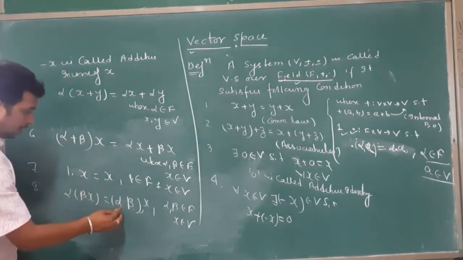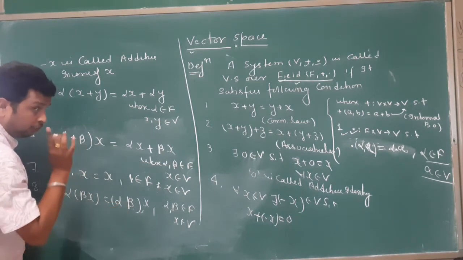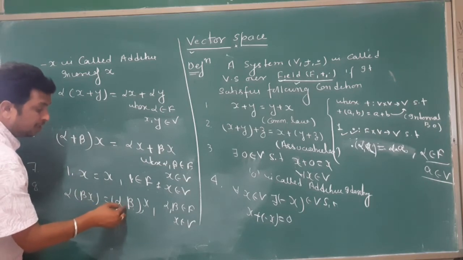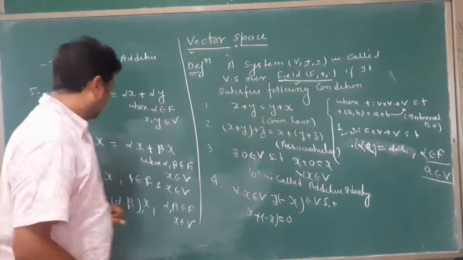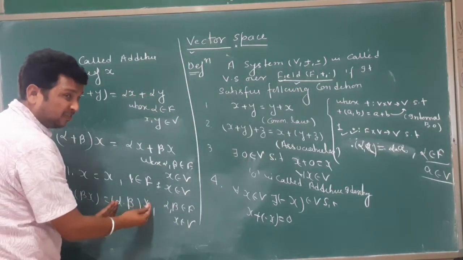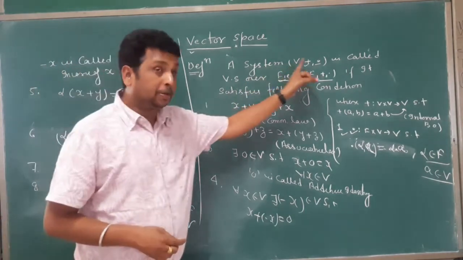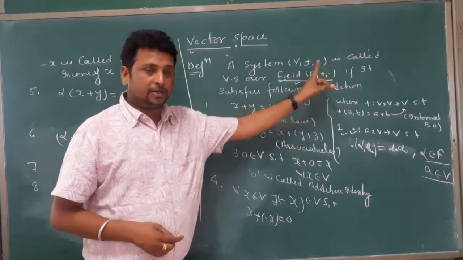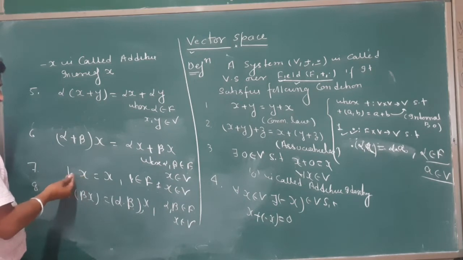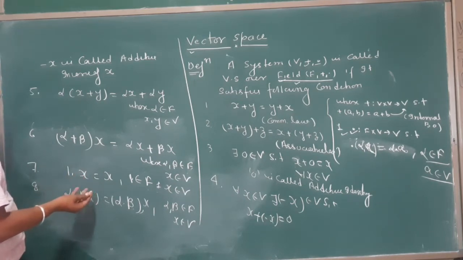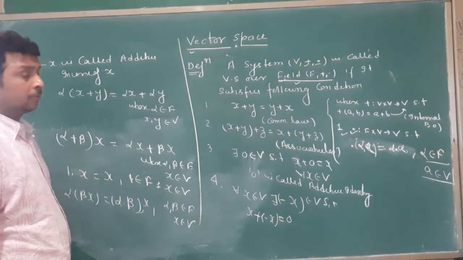Remember, here in between alpha and beta, both belong to the field. So which operation is there in between? Dot of the field. Now alpha beta is a scalar and x is a vector. So in between, what is the operation? Vector multiplication, external dot. Similarly, 1 is from the field and x is from the vector space. So in between, what is the operation? Vector only. So you do the same type.